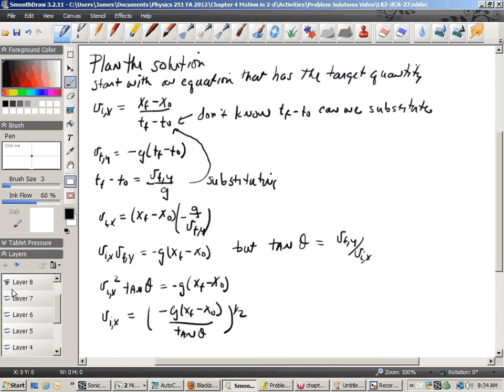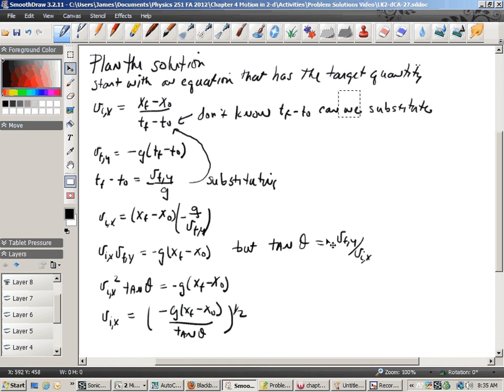Okay, let's plan the solution, and let's start with an equation that has the target quantity. We can start with the initial velocity in the x direction of the object equal to the ratio of the change in position to the change in time. But we don't know what this change in time is, so can we substitute? Well, we have another relationship: the final velocity in the y direction is equal to minus the acceleration due to gravity times the change in time. We can solve for that change in time and substitute. We now come out with a relationship between the initial velocity in the x direction, the final velocity in the y direction, the acceleration of gravity, and the change in position.